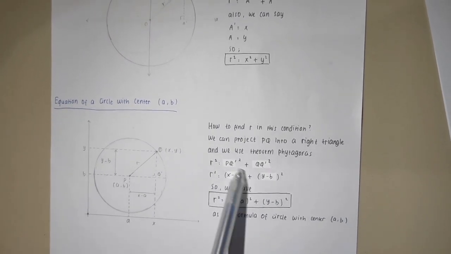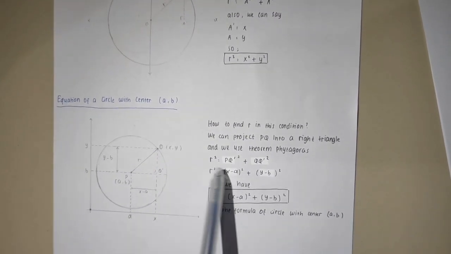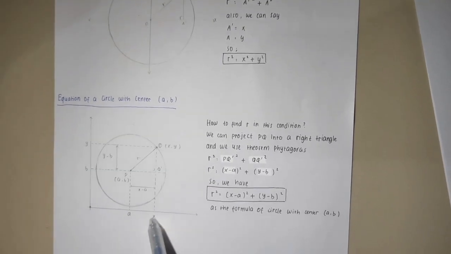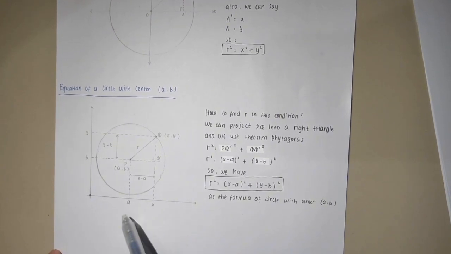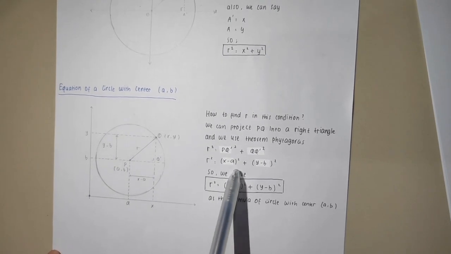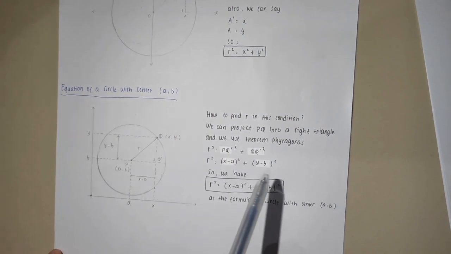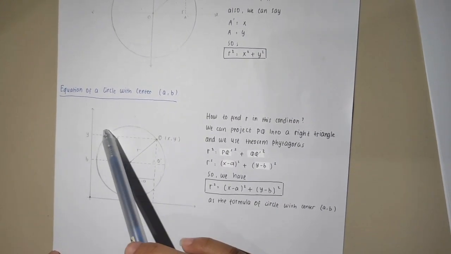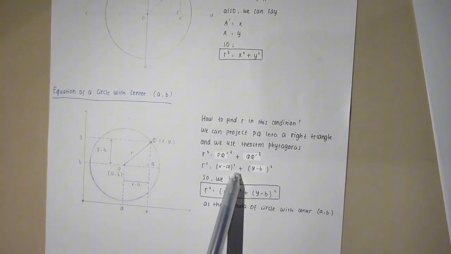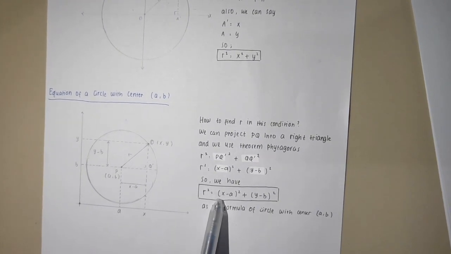r squared equals PQ' squared plus Q'Q squared. r squared equals (x minus a) squared plus (y minus b) squared. So we have r squared equals (x minus a) squared plus (y minus b) squared as the formula of the circle with center (a, b).